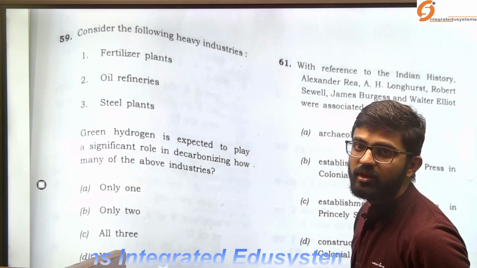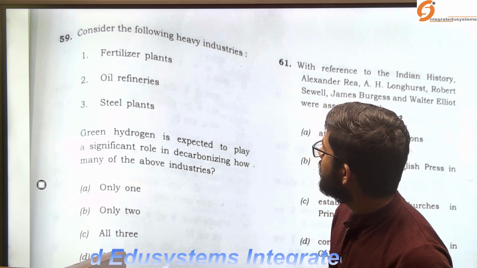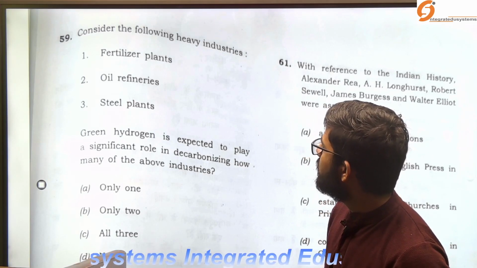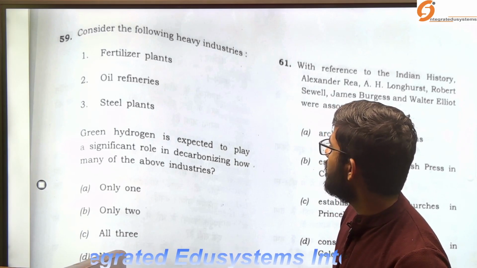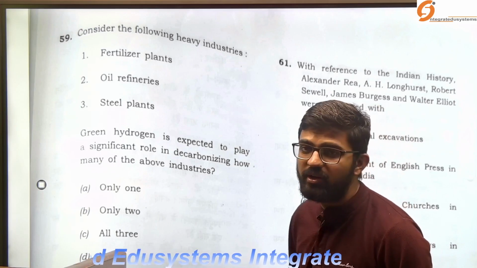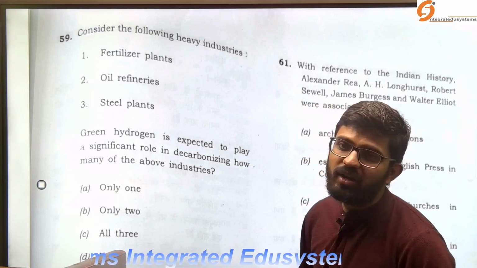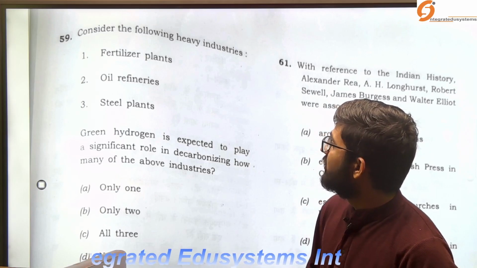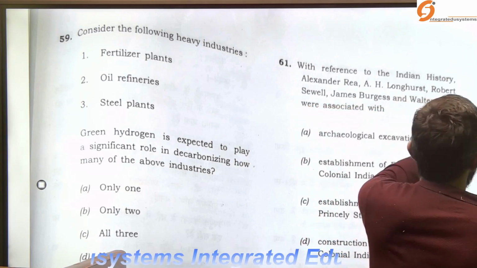59. Consider the heavy industries: fertilizer plant, oil refinery, steel plant. Green hydrogen is expected to play a significant role in decarbonizing how many of the above industries? Fertilizer, you need gas, hydrogen can be used. Oil refinery, yes. Steel plant, yes. So answer is all 3, which is C.